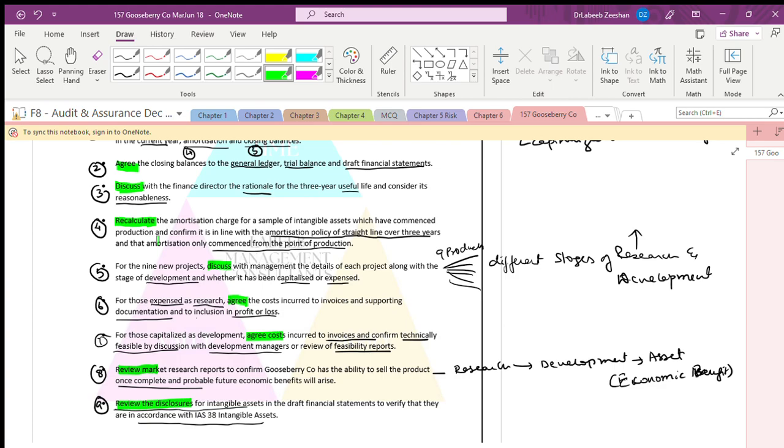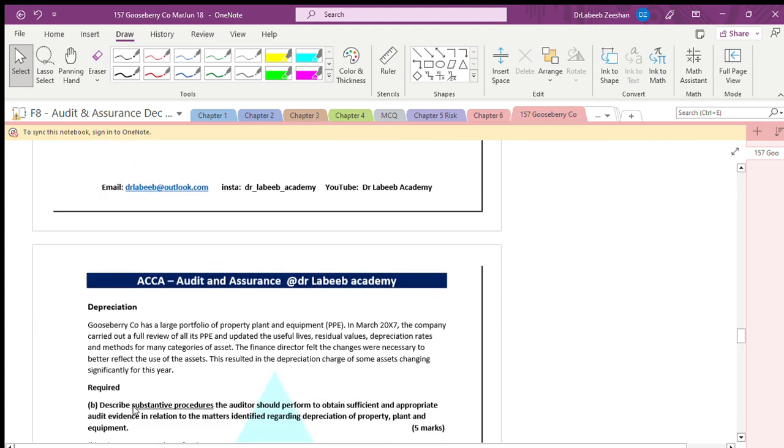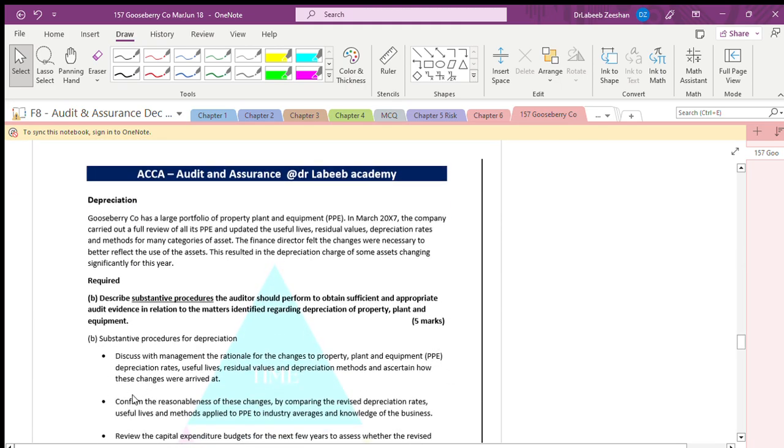This is a simple way of putting the substantive procedure. This is not difficult at all. It's only the way we are going to approach it. Fine. Coming back to this, we will complete this and then stop completely.